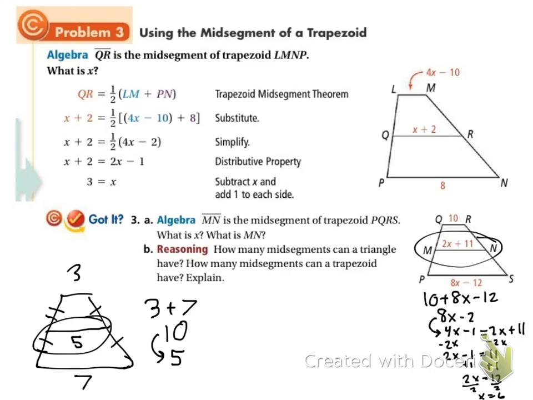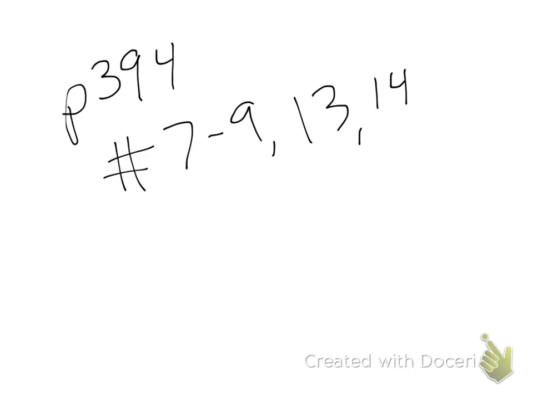If you want to use the equation that was in that theorem that we just did, you can do that. It's just going to be doing it all at once. So you'd add 10 plus 8x minus 12. You're going to take half of that, and that'll be equal to 2x plus 11. If you solve that one, you do the same steps that we just did. It's just all together now. And you're still going to get the same answer. There's your homework.